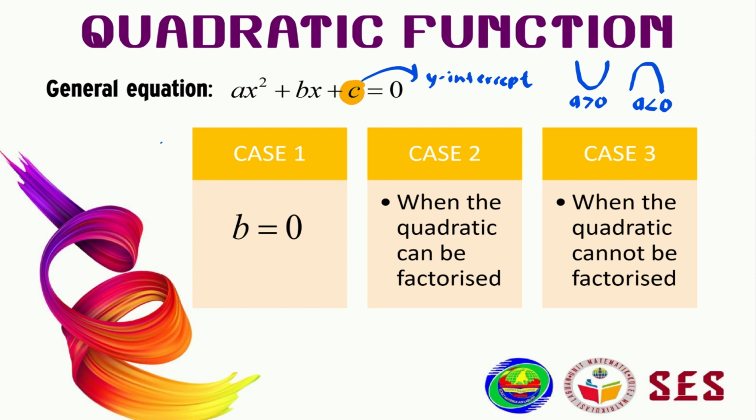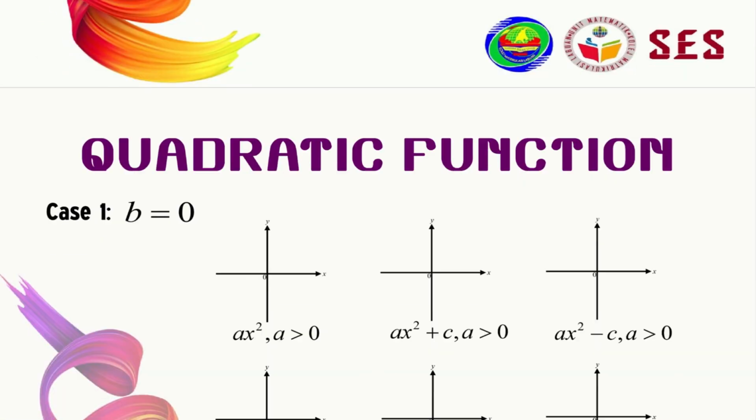To sketch the quadratic function, we need to consider three cases. Case 1, when b is equal to 0. Case 2, when the quadratic can be factorized. And case 3, when the quadratic cannot be factorized. For this video, we will emphasize how to sketch the graph of a quadratic under case 1. Alright, so let us continue with this lesson.